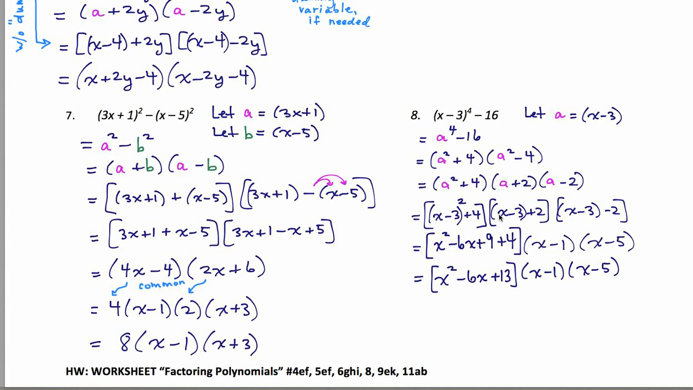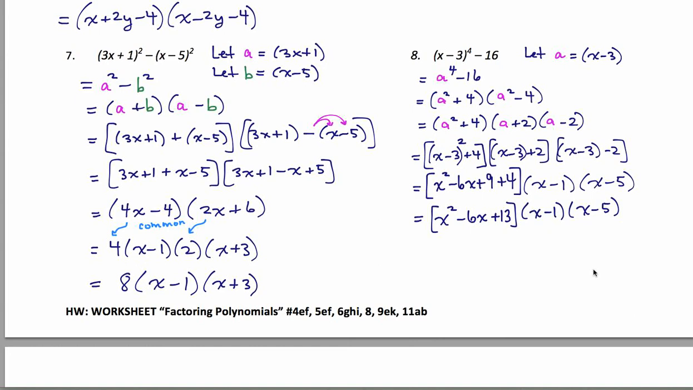Again, simplify and expand the brackets here, so we'll multiply this binomial by itself, getting x squared minus 6x plus 9 plus our 4. And this one simplifies to x minus 1, this one simplifies to x minus 5. So when we simplify it down even further, this first factor, we end up with x squared minus 6x plus 13, which can't be factored any further, times x minus 1 times x minus 5. So again, we started out with this binomial and this polynomial, and we've turned it into 3 factors all being multiplied together. So try out the homework factoring polynomials.